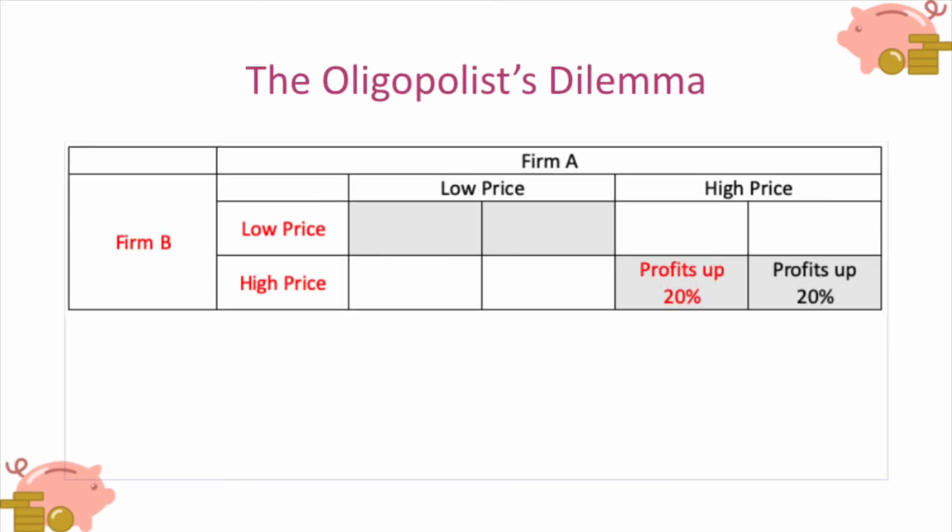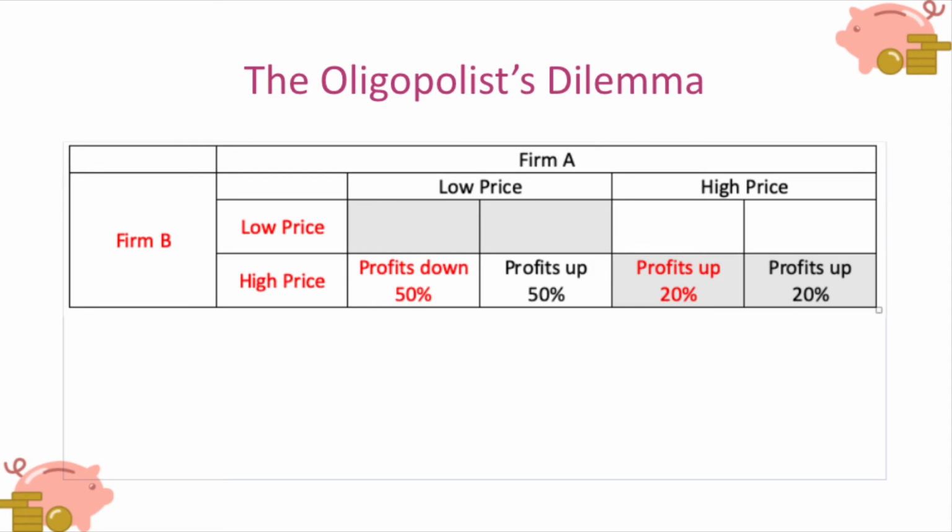Let's apply that now to an oligopoly. So we've simplified the oligopoly to a duopoly. There's only two firms, firm A and firm B. And they agree, in inverted commas, they agree both to set a high price. If they both set a high price, the profits of both firms will rise by 20%.